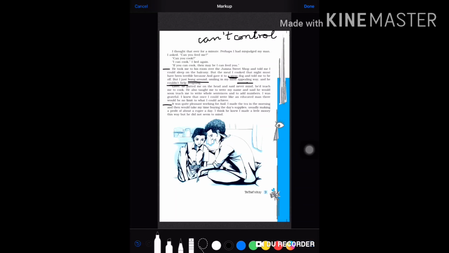Next. It was quite pleasant working for Anil. I made the tea in the morning and then would take my time buying the day's supplies. Day's supplies, essential things that are to be bought from the market, usually making a profit of about a rupee a day. I think he knew I made a little money this way, but he did not seem to mind.